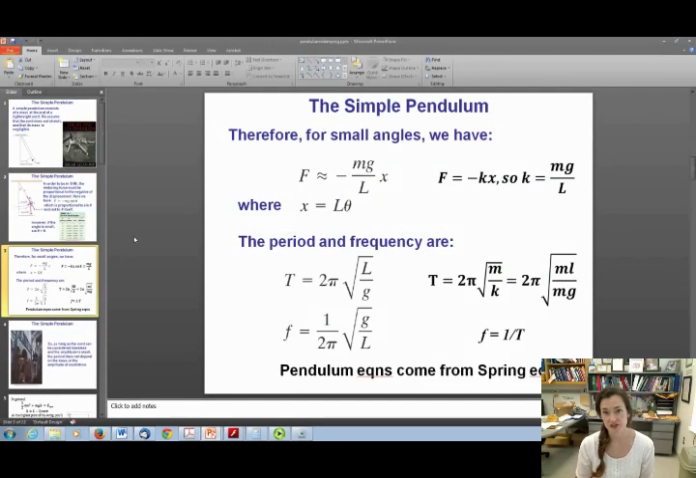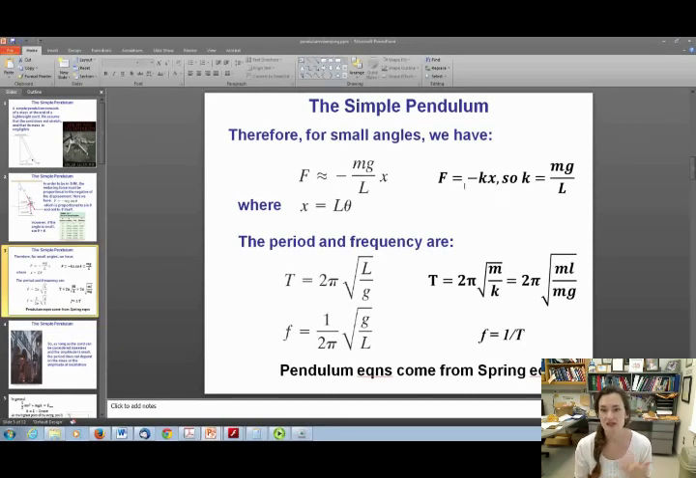So what we have then for small angles is the force equals minus mg sine theta, which is approximately equal to minus mg theta. Now if you write x as the arc length, which is equal to L, the length of the pendulum, times theta, then you can write the force as approximately equal to minus mg over L times x.